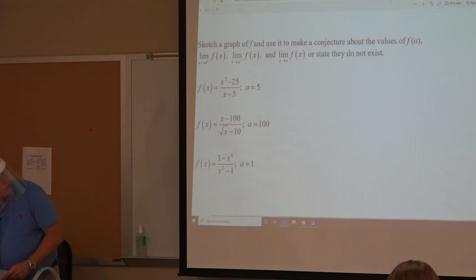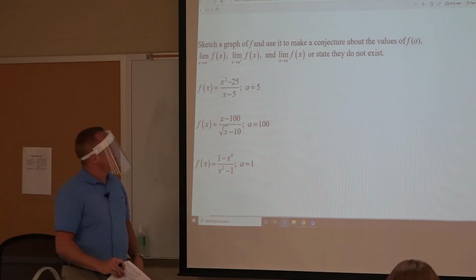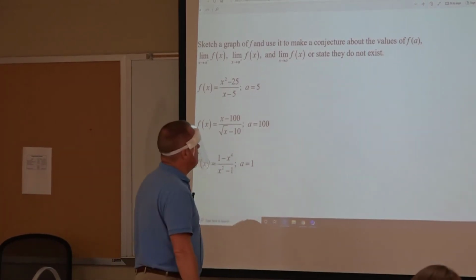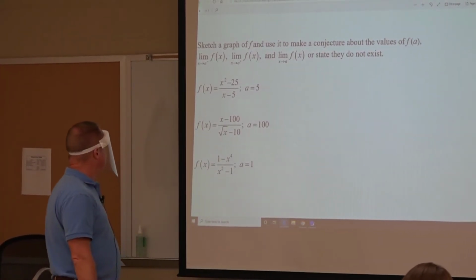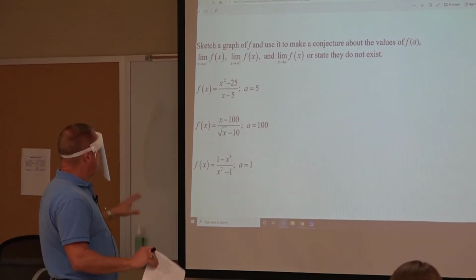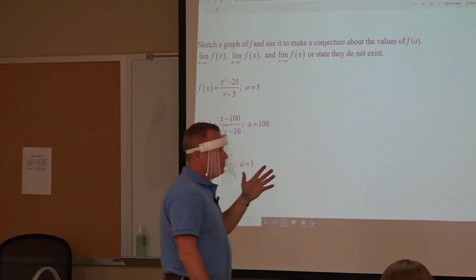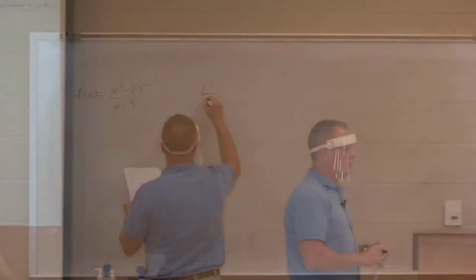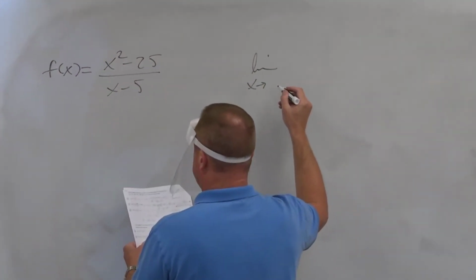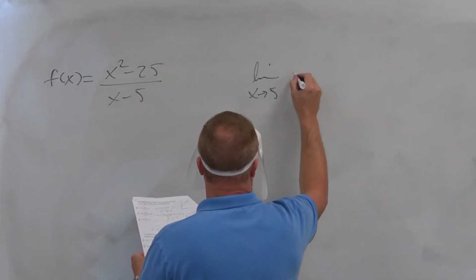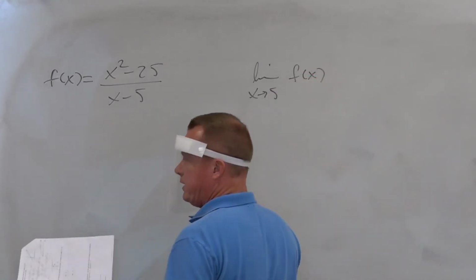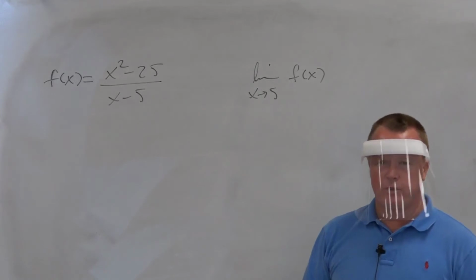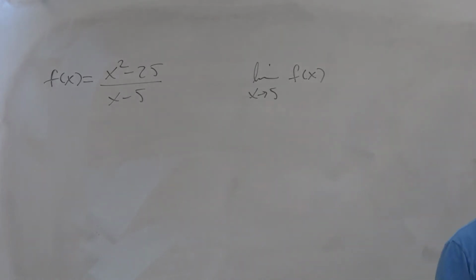Sketch a graph of f and use it to make a conjecture about the values of f of a. Now, in the next section, we'll do these. I really want to go ahead and look at these a little bit analytically now. As x approaches 5 of the function. They said a was 5. So of course that's the value where it's undefined. They said think about it graphically.